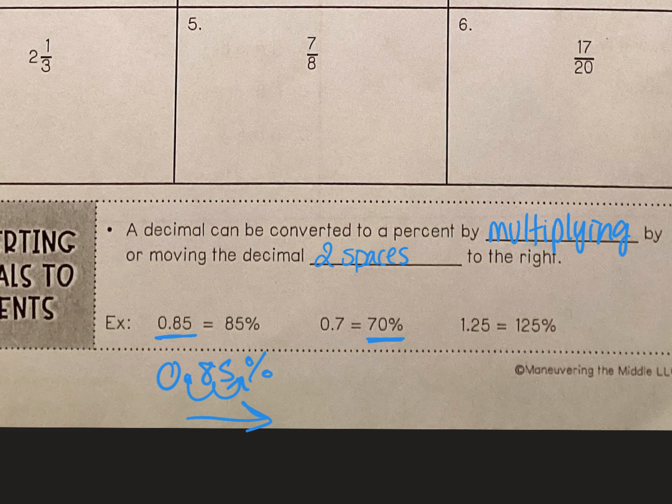you would end up moving your decimal over 2 places to the left. 1, 2 to get 0.7, like it's shown here. Okay, so if you want to make a percentage into a decimal, you got to go to the left. But if you want to make a decimal into a percentage, you got to go to the right.